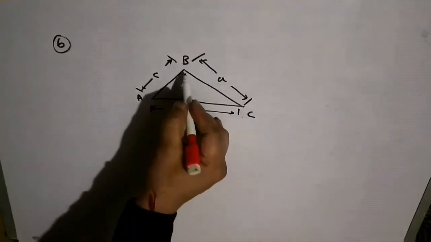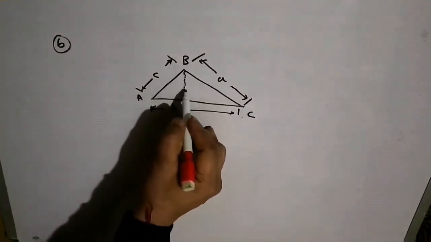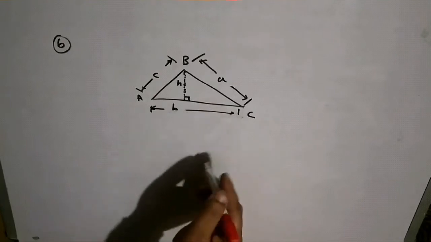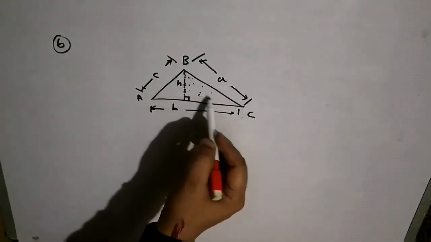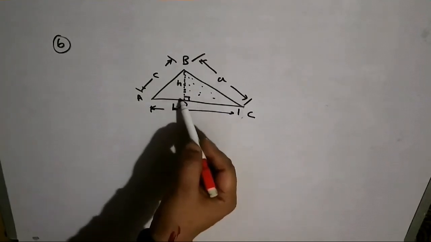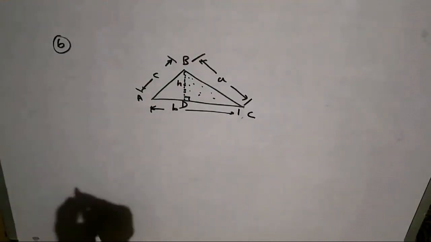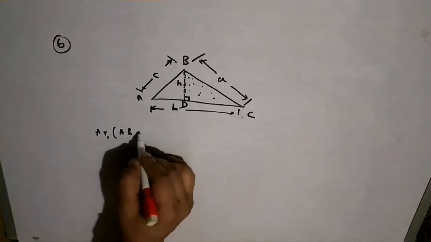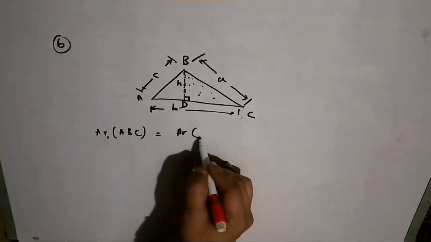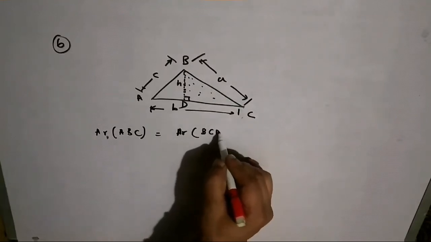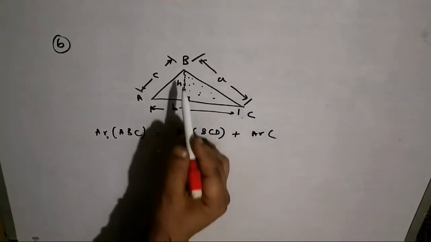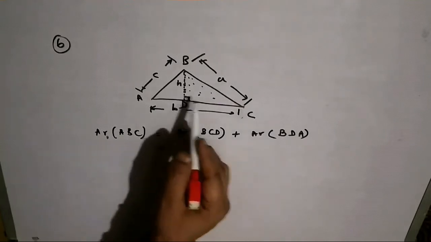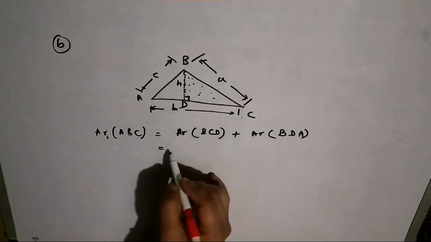So suppose we draw a perpendicular here in this case, whose length is h, okay, that is a perpendicular. So basically there are two triangles. One of the triangles is BCD and the other is BDA. Okay, so here in this case, area of ABC would be equal to the area of BCD plus area of another triangle which is BDA. Okay, and we already know that the area of a right angle triangle, because BCD is a right angle triangle, is half base into height.